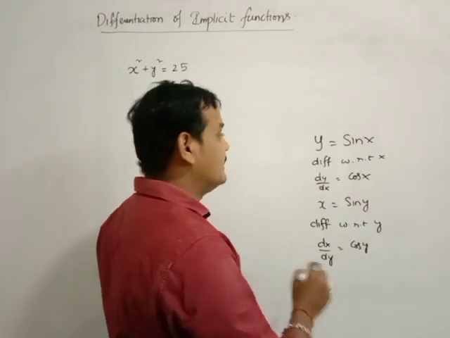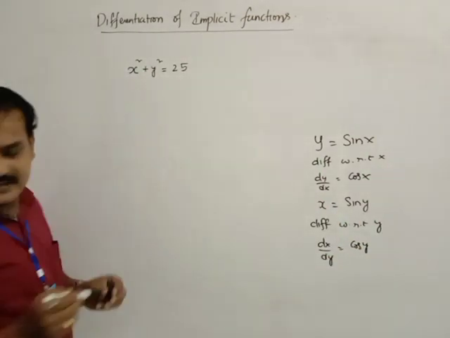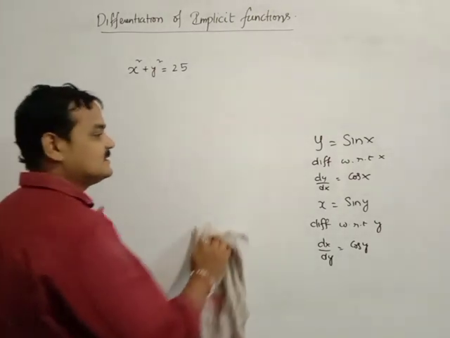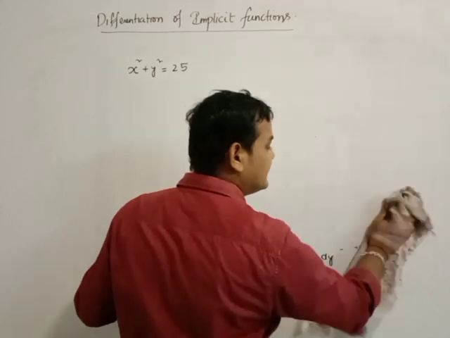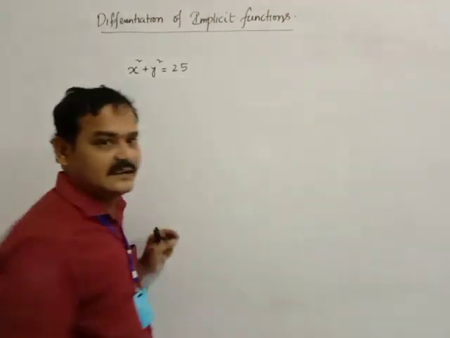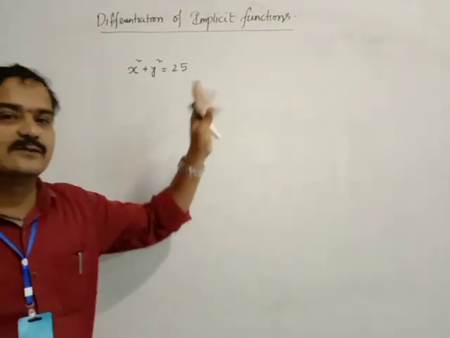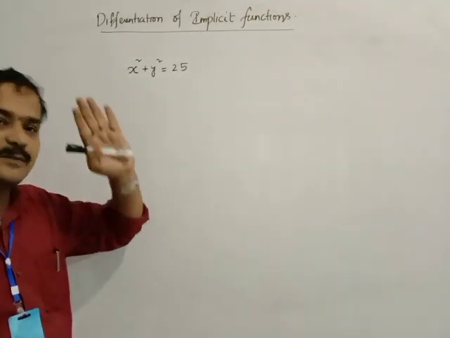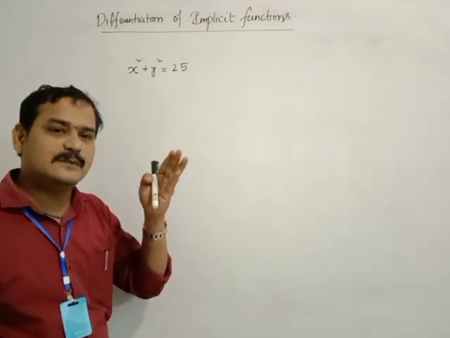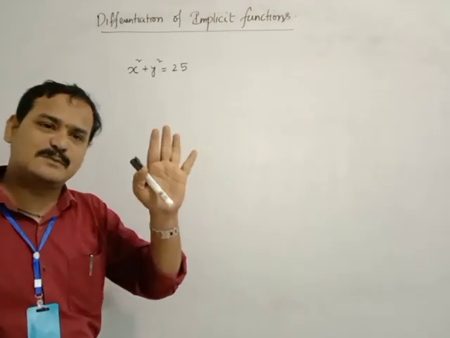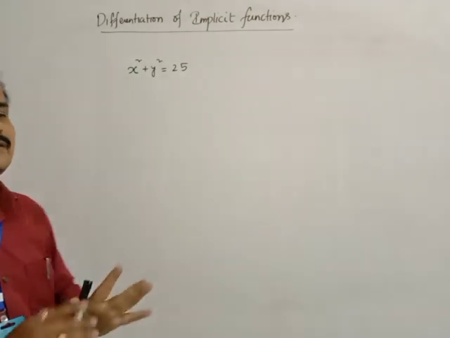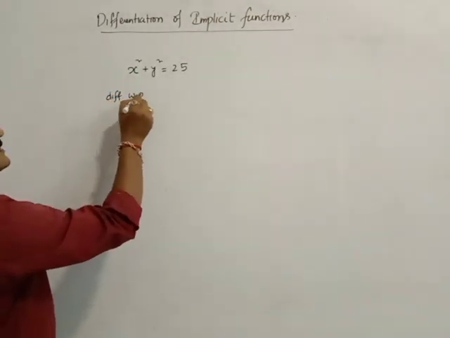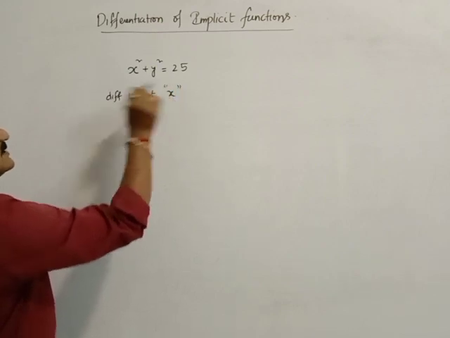But here, x square plus y square is equal to 25. According to the definition of an implicit function, here nothing is independent and nothing is dependent. If I want to solve this equation, I need to take both values of x and y. So both are independent, and you can differentiate with respect to x or with respect to y. First of all, I am going to differentiate with respect to x, because from the start we have been differentiating with respect to x only.